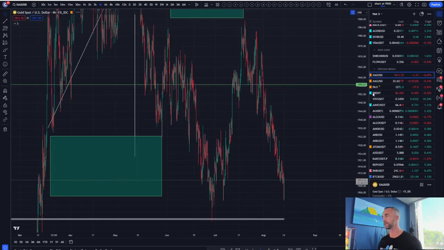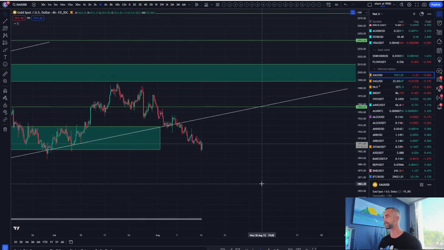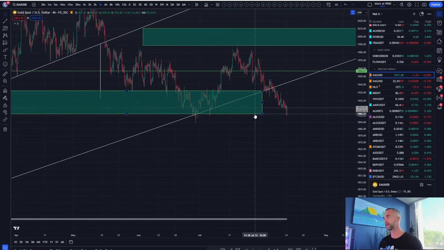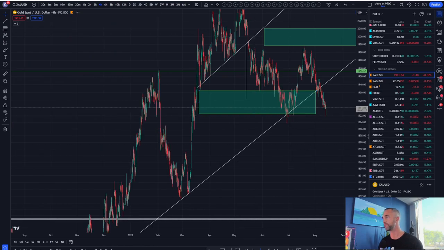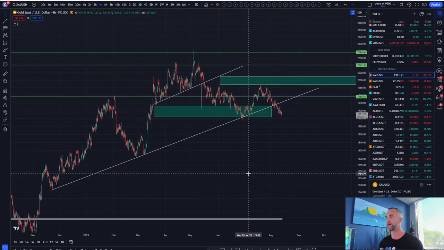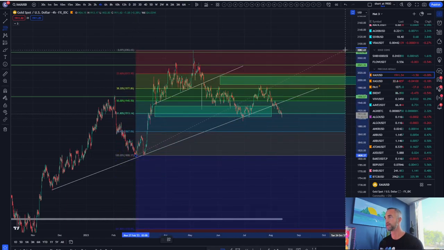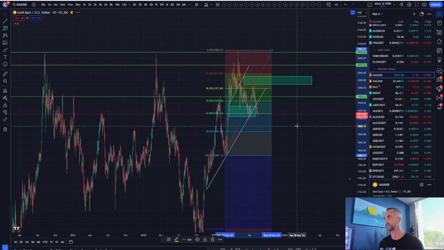Checking out gold here. Gold's slinking on down to the 0.5 once again. So we're talking about buying at a discount or a premium here. Where are those discounts coming in? Let's look at this from a daily perspective.